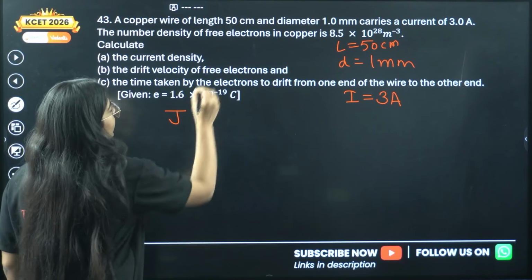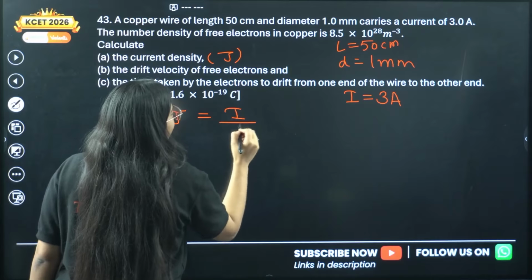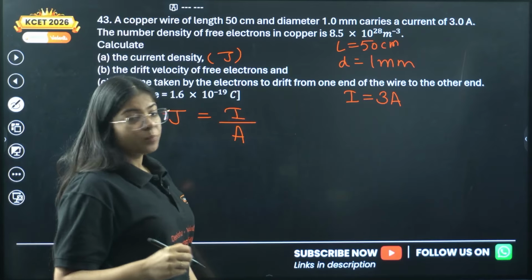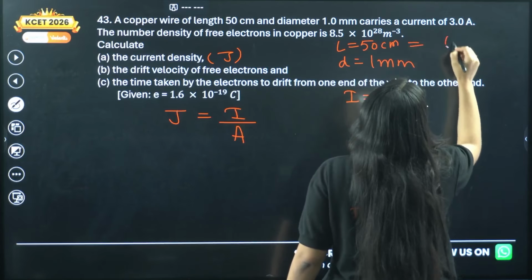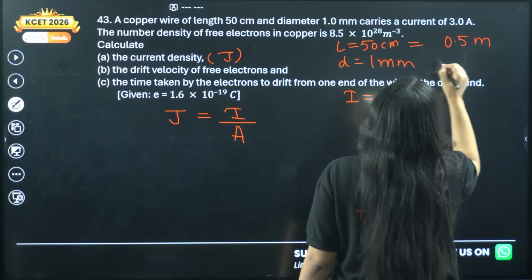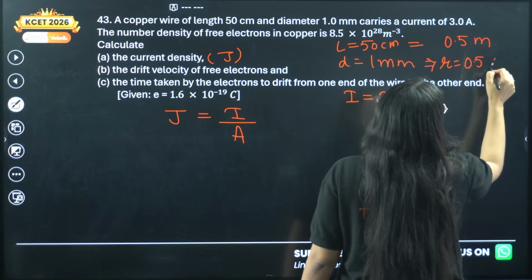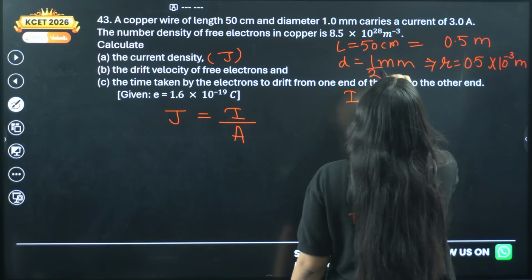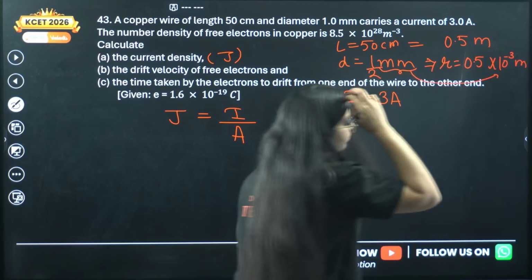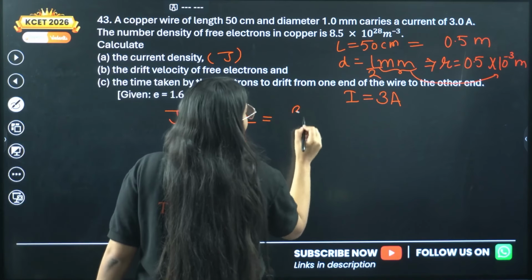I just need to calculate the current density, which is J. Now current density will be I divided by A, the area. Let me convert this into meters, so the length will be 0.5 meter. The radius will be 0.5 into 10 raised to power minus 3 meter, if I divide the diameter by 2 and convert mm into meter. Understood? Now the current is 3 ampere.